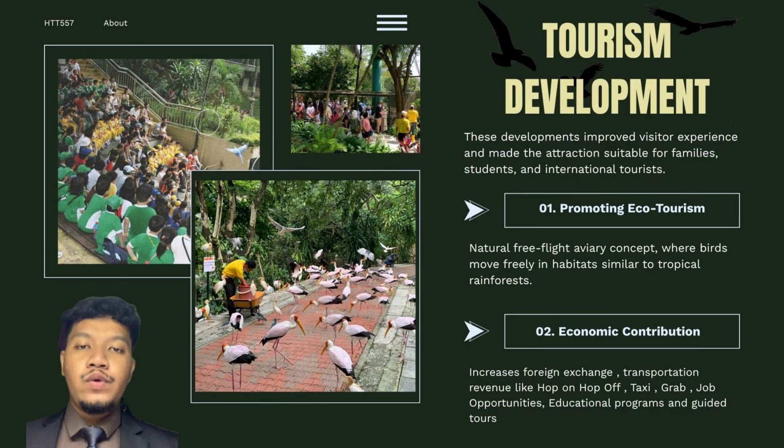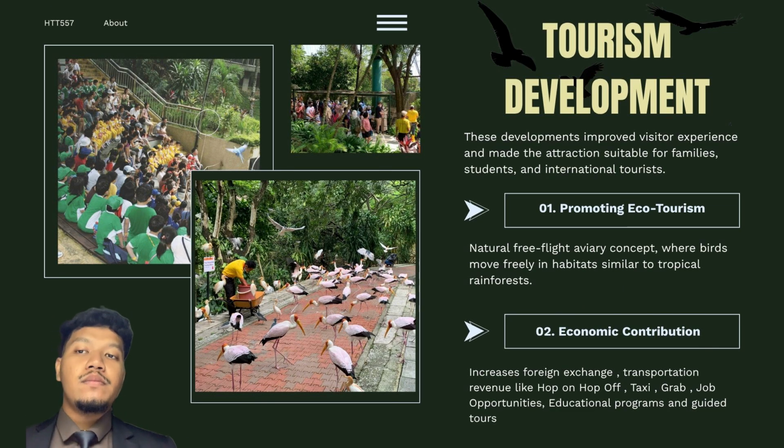So for the next slide, which is tourism development. These developments have improved the visitor experience, making the attraction suitable for families, students, and international tourists. It is now both an ecotourism and educational destination. So, the list of things that KL Bird Park has done, which first, is promoting ecotourism.